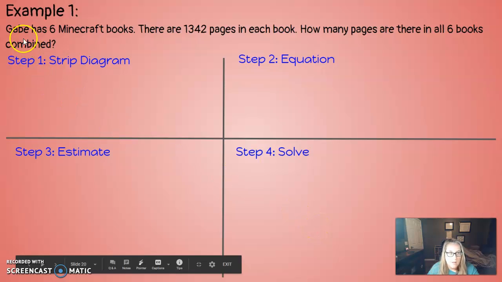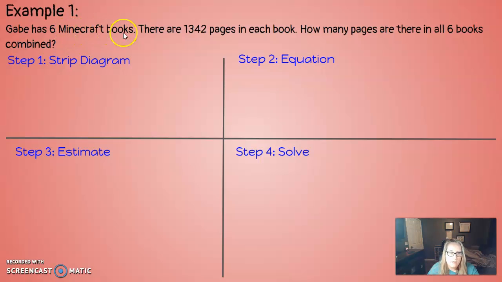Here's what it says. Gabe has 6 Minecraft books. There are 1,342 pages in each book. How many pages are there in all 6 books combined? Gabe really likes to read. That's awesome. So the first thing I'm going to do is I'm going to read the problem again and I'm going to highlight for any important information. So let's do that. Gabe has 6 Minecraft books. That's pretty important, so I'm going to highlight it. There are 1,342 pages in each book. Also important, so I'm going to highlight it. How many pages are there in all 6 books combined? Well, that's what I'm looking for, so I'm definitely going to highlight that.